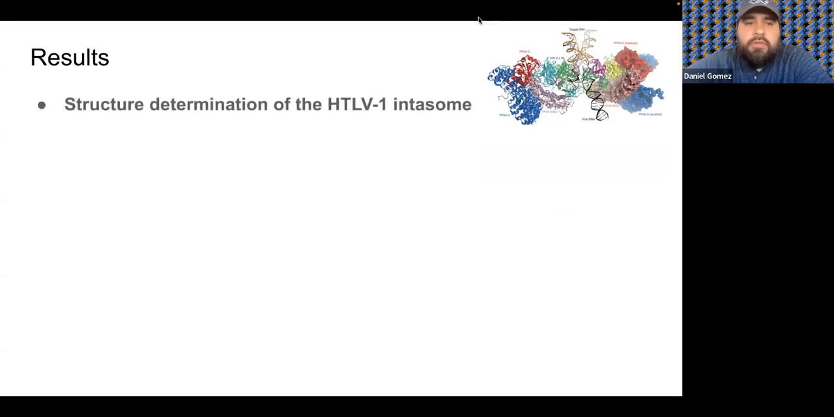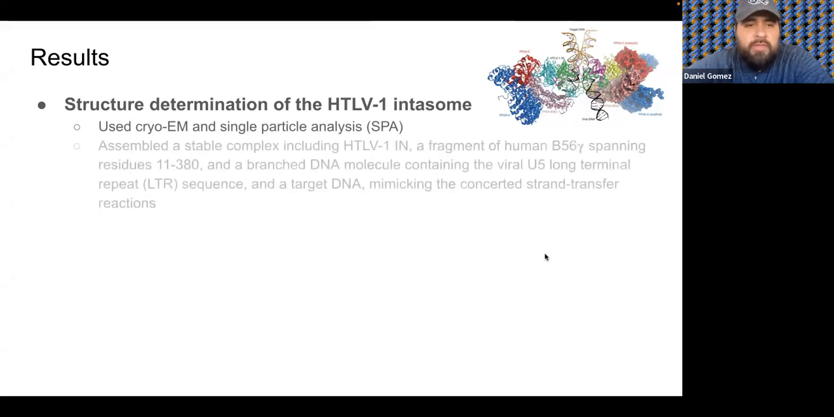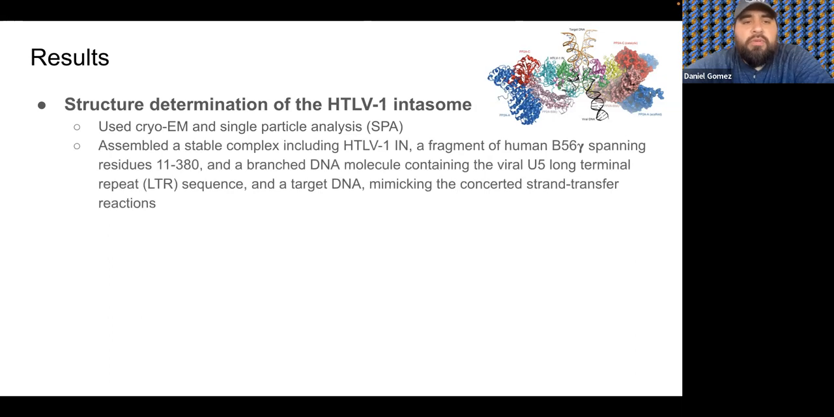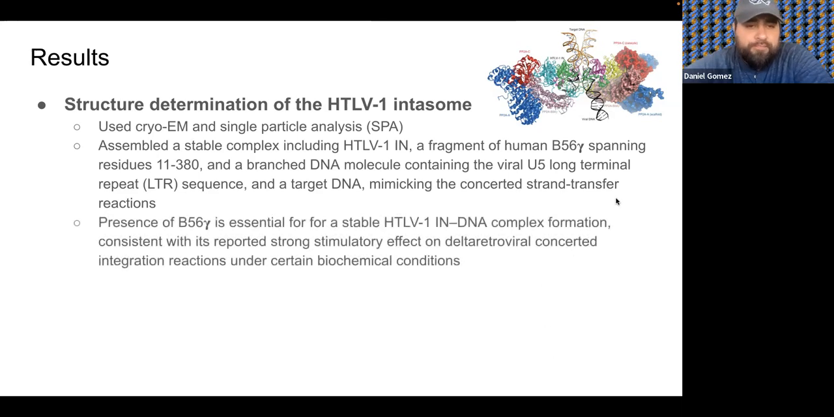So getting to the results. They determined the structure of the HTLV-1 intasome. They used cryo-EM and single particle analysis. So this assembled a stable complex, including the HTLV-IN and a fragment of the human B56 gamma spanning the residues of 11 to 380. This had a branched DNA molecule containing a viral U5 long terminal repeat (LTR) sequence and a target DNA, and this mimicked a concerted strand transfer reaction.